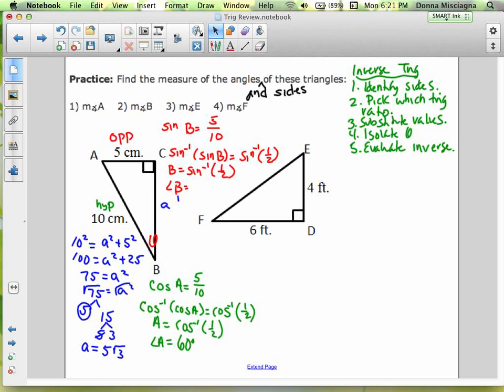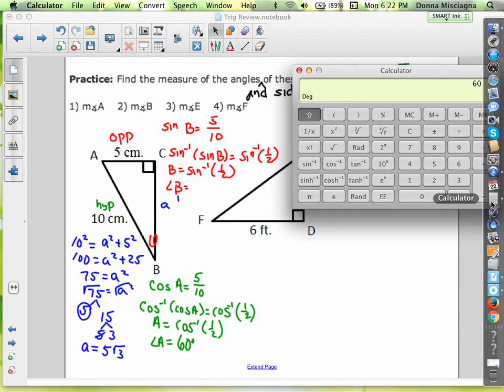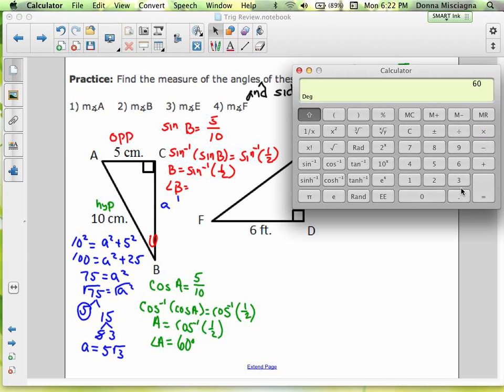Now we're expecting 90 plus 60, right? That leaves 30 degrees left for angle B. So we're expecting to get 30 degrees. Let's see if that's what we get in the calculator. All right, so 1/2 is the same as 0.5. So let's clear that. 0.5, and then arc sine. Look at that, 30 degrees.